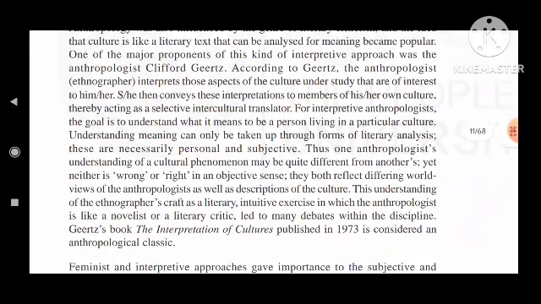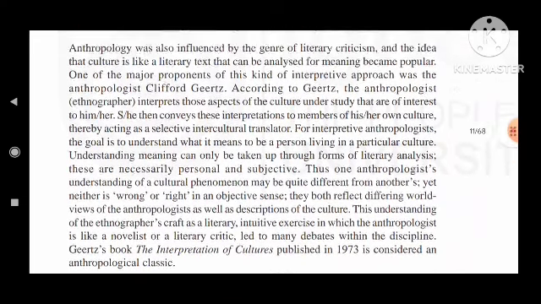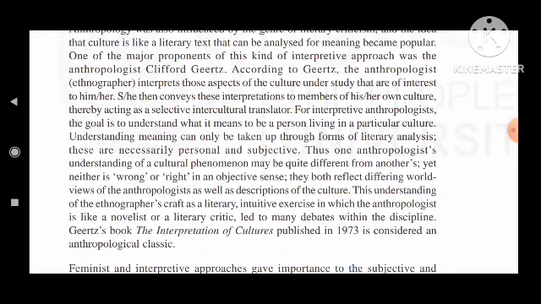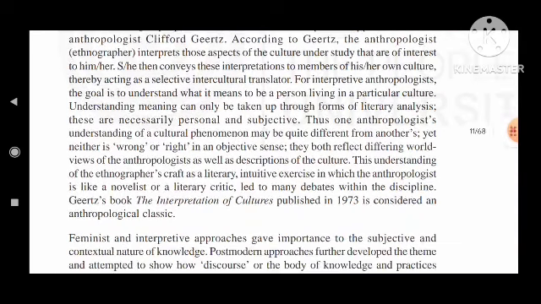One of the major proponents of this kind of interpretive approach was the anthropologist Clifford Geertz. According to Geertz, the anthropologist ethnographer interprets those aspects of the culture under study that are of interest to him or her. He then conveys this interpretation to members of his or her own culture, thereby acting as a selective intercultural translator.